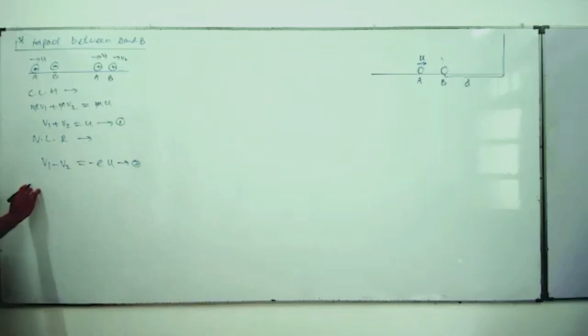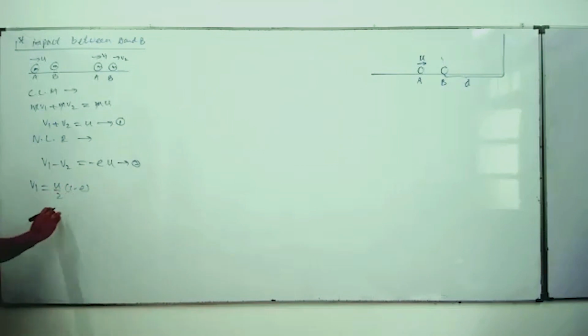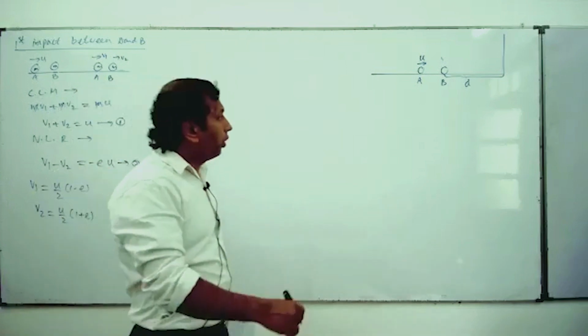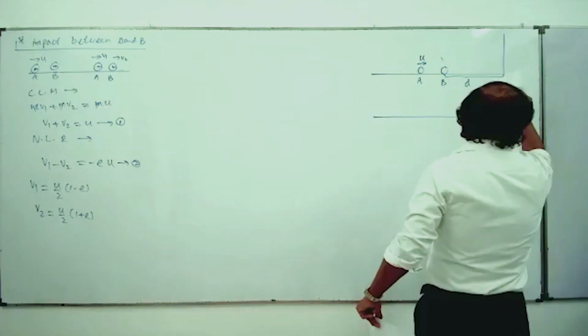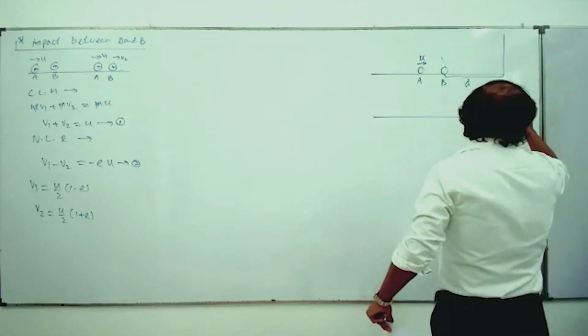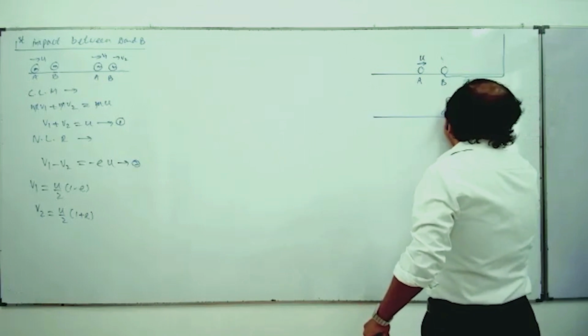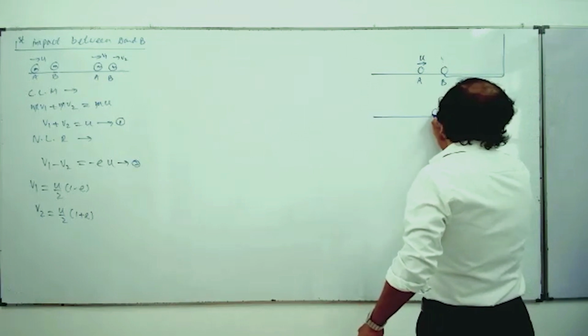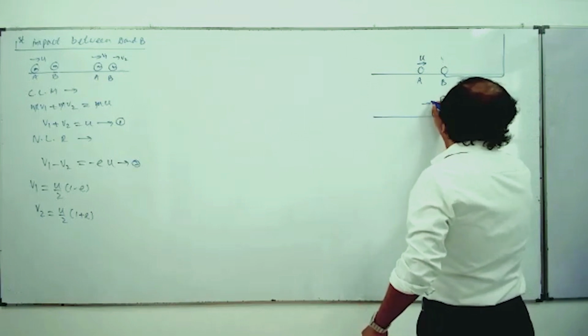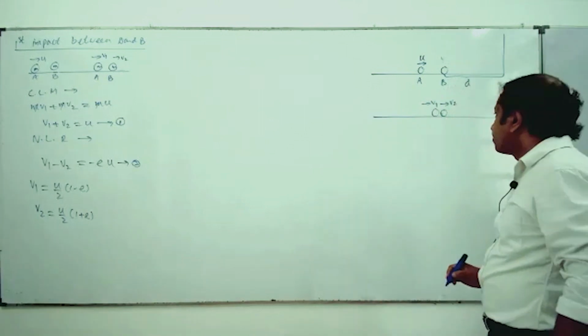Now by 1 and 2, we can find V1 and V2. V1 you will get is U by 2 times (1 minus E). V2 you get is U by 2 times (1 plus E). This is how we get them. Then soon after impact, A and B move this way. B begins to move with velocity V2. A begins to move in the same direction with velocity V1. Okay.